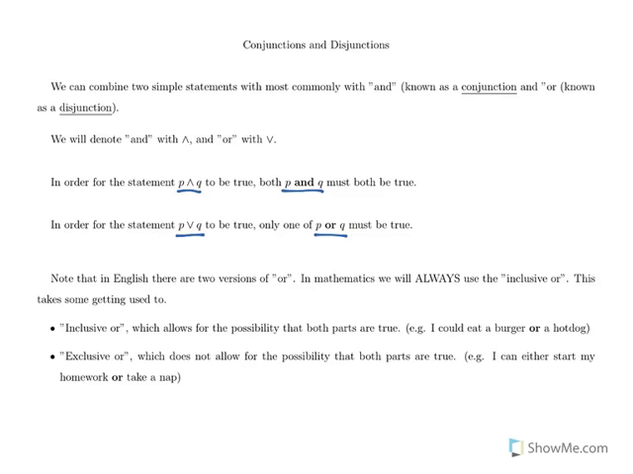I can either start my homework or take a nap. I can't do both at the same time, so I have to choose one or the other. And we talk about either or situations a lot in everyday life and in the English language. But we're going to be using or in this inclusive way, that you can always have both happen at the same time.